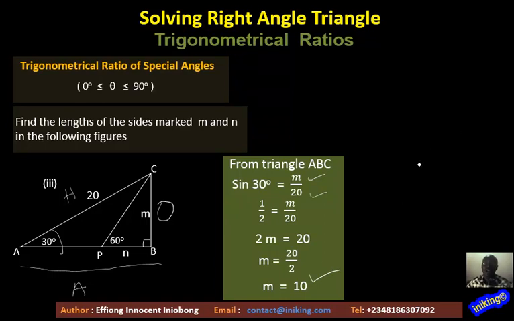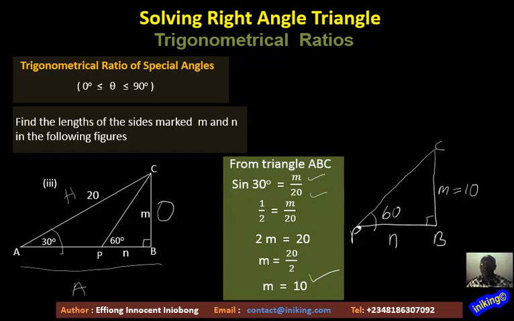Now from there we can move on to PBC. Our M is now given as 10, so we can solve for N. Since this angle is 60, we can look at this as our opposite, the given or known side. Since our hypotenuse is not going to be part of the game this time around, but the side N is the adjacent, we're going to employ what? Tan. Tan 60 equals opposite over adjacent.